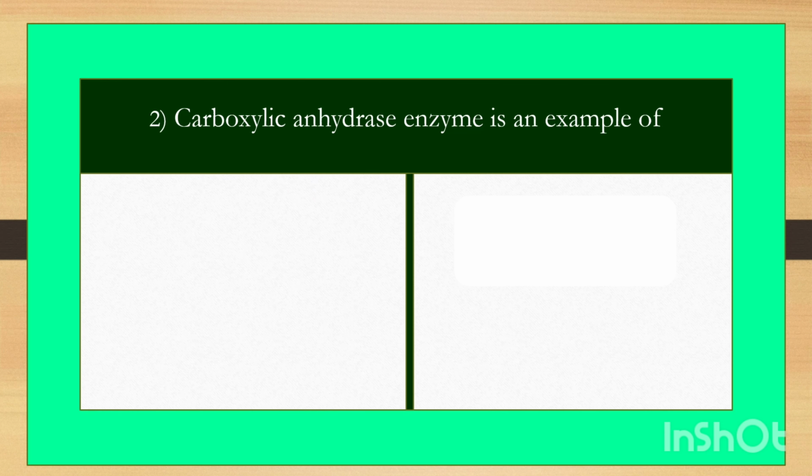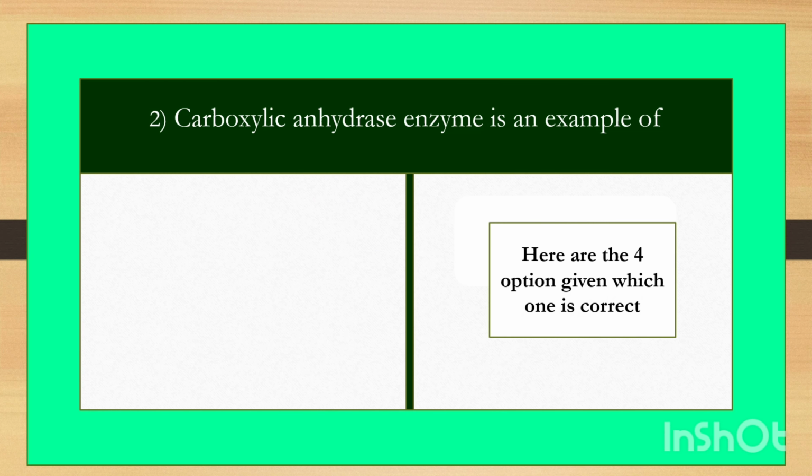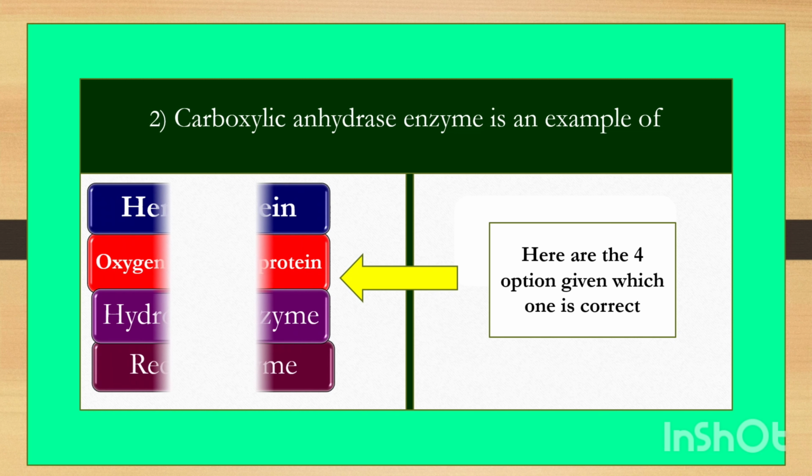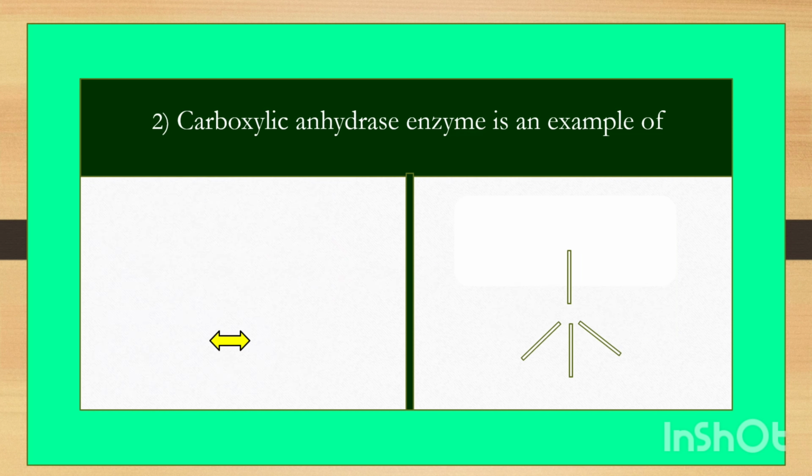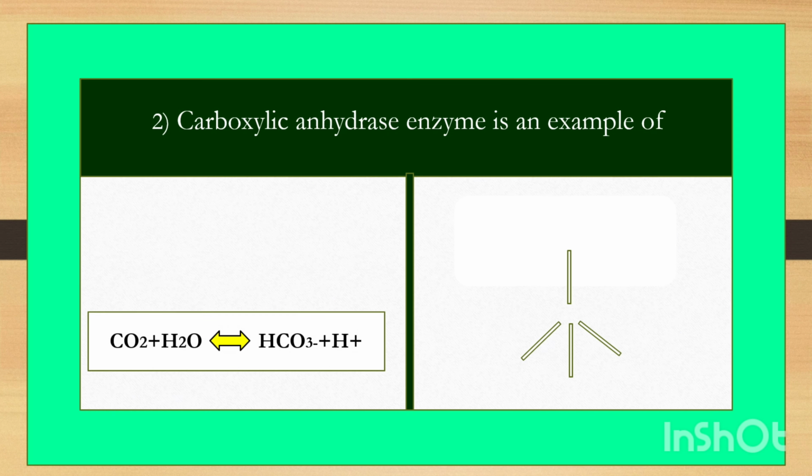Okay, next question: carbonic anhydrase enzyme is an example of, and four options are given. The options are hemiprotein, oxygen transport protein, hydrolysis enzyme and redox enzyme. Here carbon dioxide reacts with water to produce HCO3 minus plus H plus. The correct answer is hydrolysis enzyme.